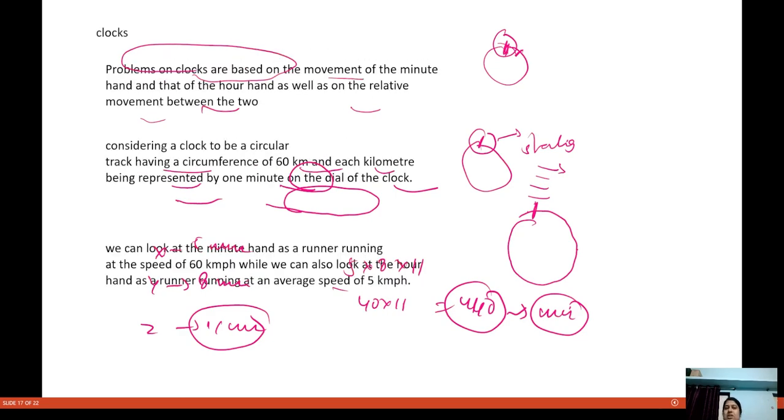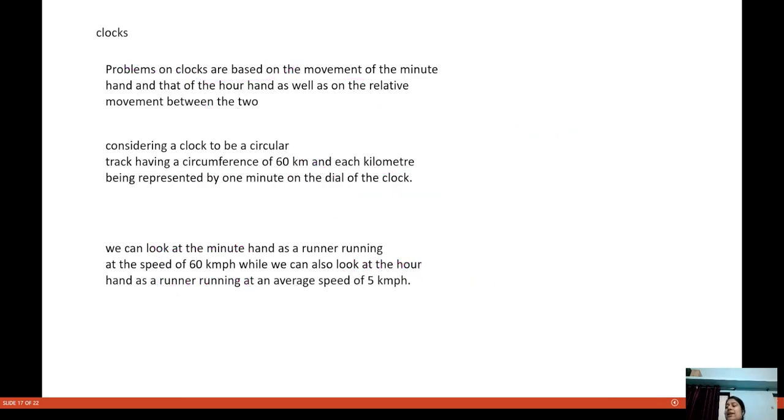We'll do a lot of questions on this, but let us first understand the basic concepts related to time and distance. Now I think you are very familiar with the circle concept. Let us now see the concept of clocks. What is asked in clock problems is sometimes the angle between the two hands. So let us first understand how a clock moves.